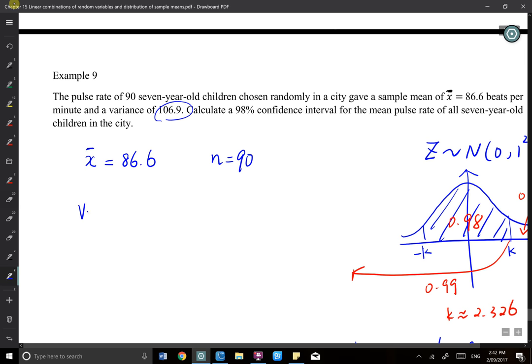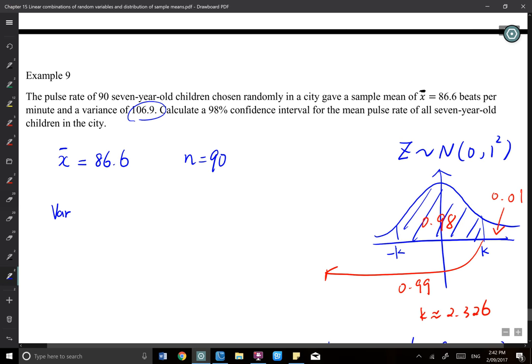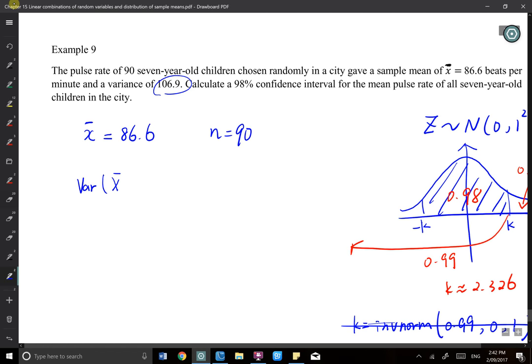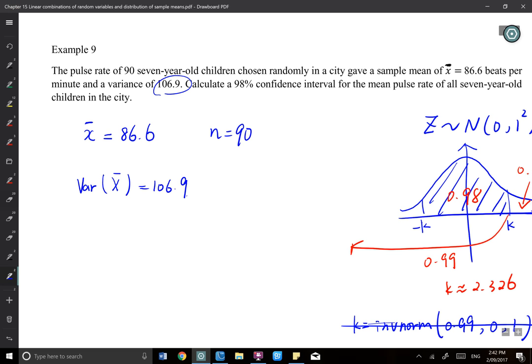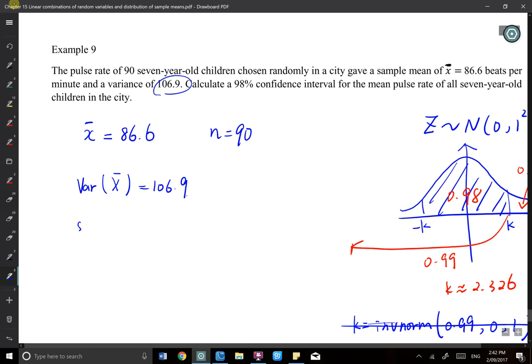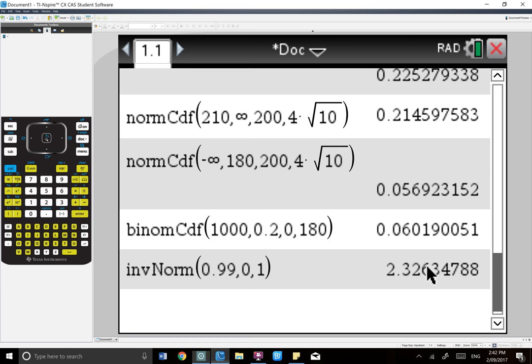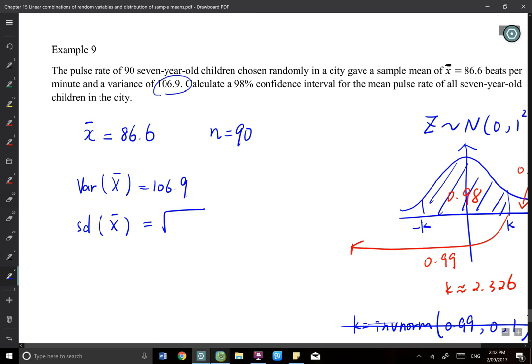That's the variance of X bar. That gives you 106.9. Okay, so what we have here. And then we need to find the standard deviation. What's the standard deviation? Square root of, well, I just put a square root.